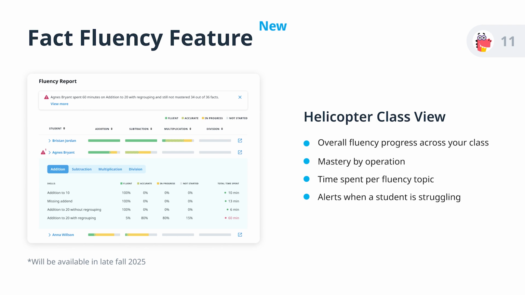We talked more about how fact fluency practice works for students in our Intro to Happy Numbers webinar, so feel free to check it out for a closer look. Since fluency is now part of the learning path, it's also part of your reporting tools. You'll find 2 fluency reports in your teacher dashboard to track student growth. First, the class fluency report. It's going to show you overall fluency progress across your class, mastery by operation, time spent per topic, and alerts when a student is struggling or stuck with a skill.